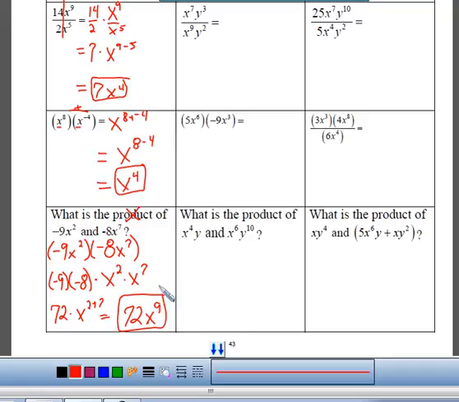Alright, so we just completed the mild section. Let's move on to the medium section. Okay, so the first problem, again, I have a situation here where I could break this up into two separate fractions. We've got x to the 7th over x to the 9th times y cubed over y squared.